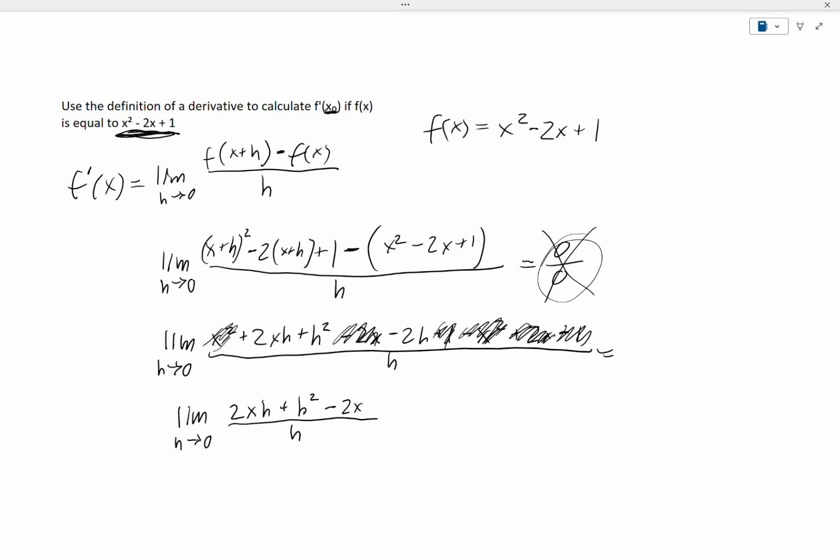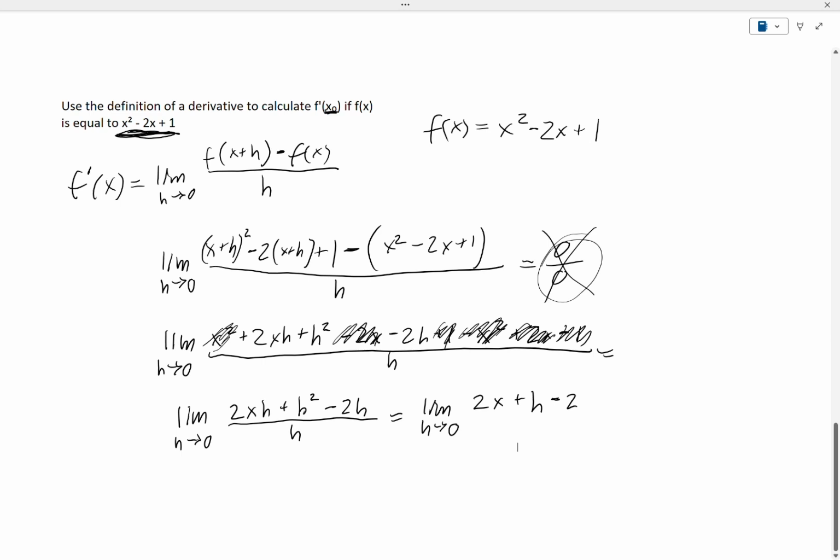And as you can see, this should be an h, not an x. As you can see, you have h's in every term in the numerator and an h in the denominator. So there's an h in the numerator and denominator, a factor of h. So those two factors will cancel. And you're left with this: 2x plus just 1h minus 2 all over 1, which you don't even need to write.